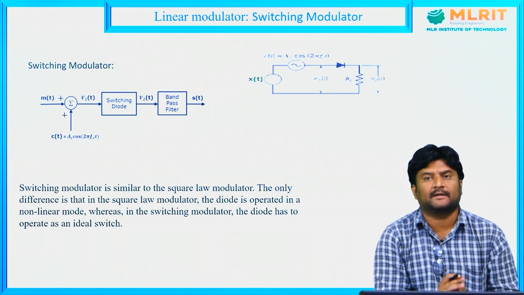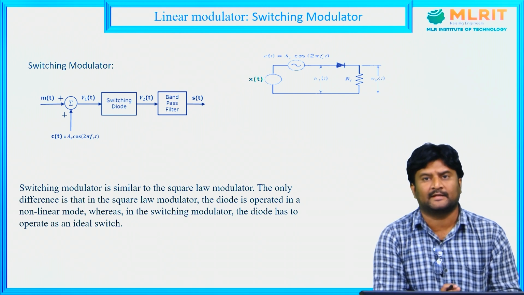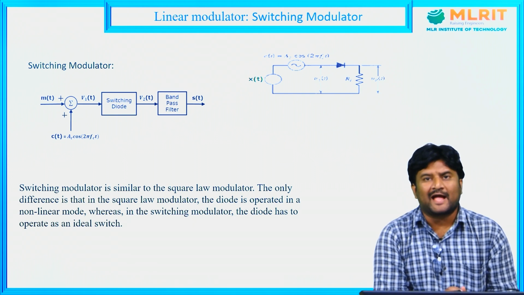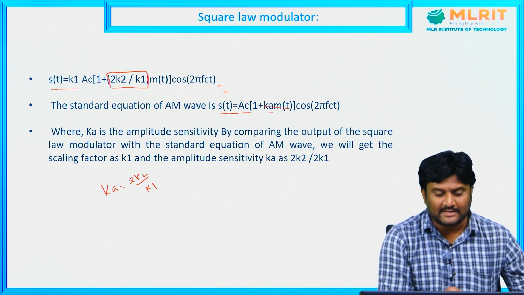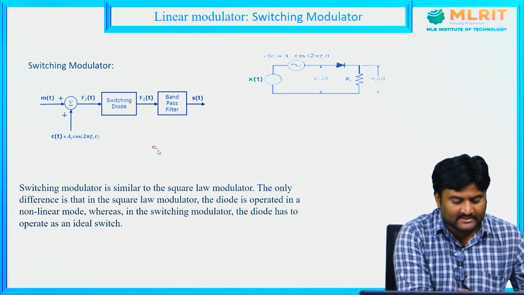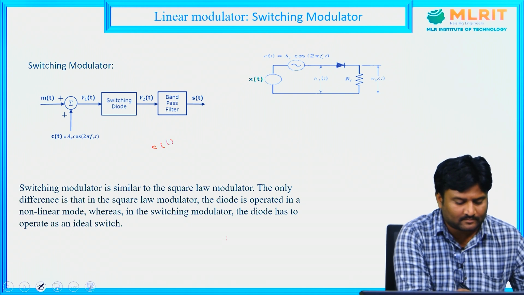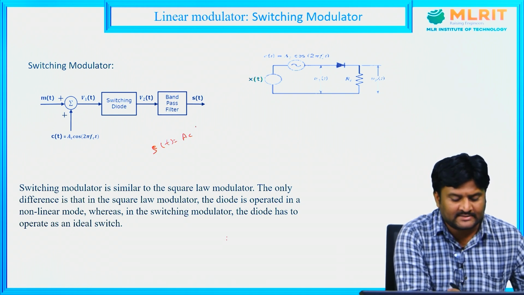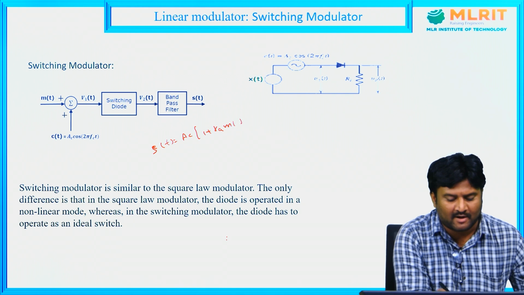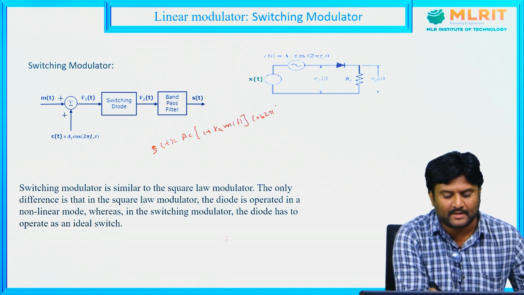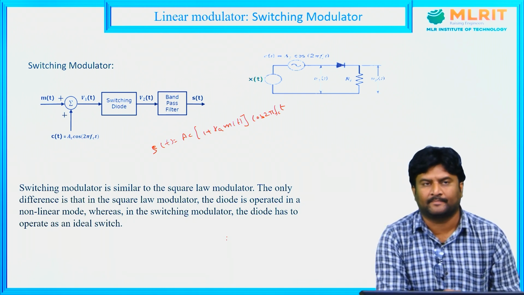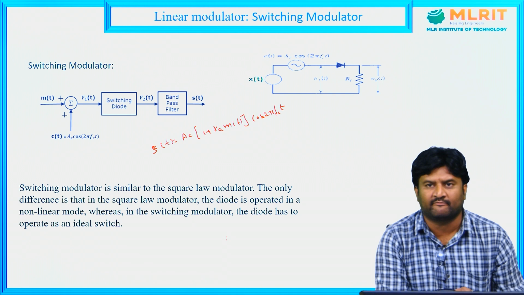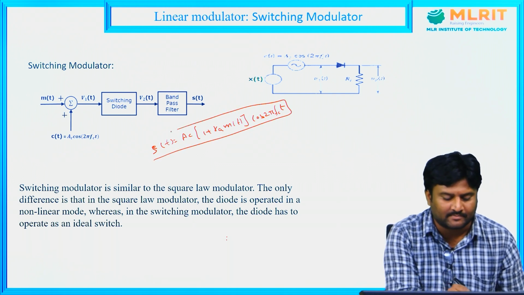This is nothing but a non-linear device, with the example of the square law modulator, to generate an amplitude modulated wave. Then we go for another method of generating an amplitude modulated signal. Always remember, what is the amplitude modulated signal? S of t is equal to AC into 1 plus Ka m of t, cos 2 pi fct. You need to get this equation at the end. That is nothing but the amplitude modulated wave, the standard form.